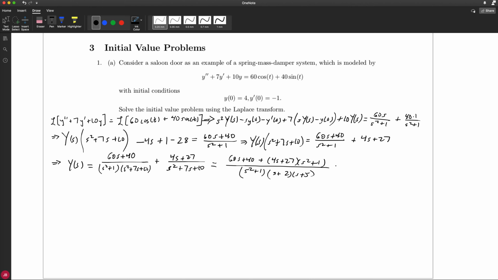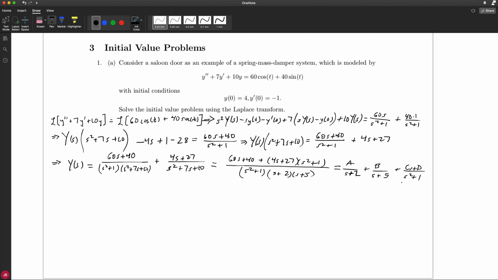Okay, now we need to decompose this using partial fractions. So I'm going to do the linear factors first and then save the irreducible quadratic to the end. So it's going to be A over s plus 2 plus B over s plus 5 plus Cs plus D over s squared plus 1.